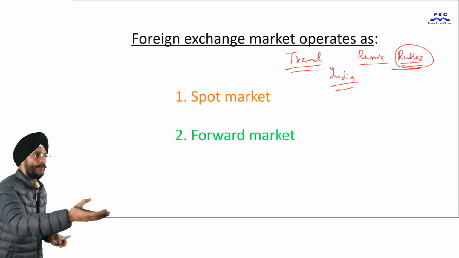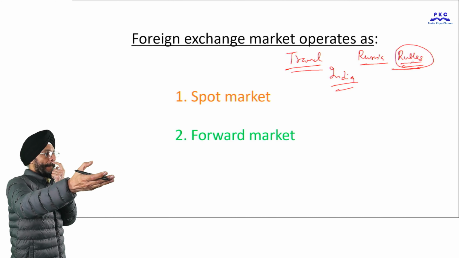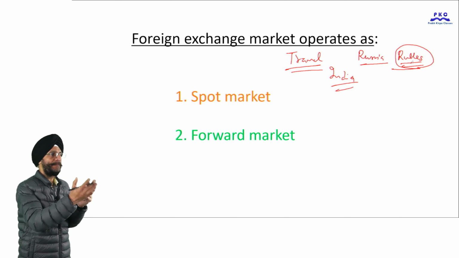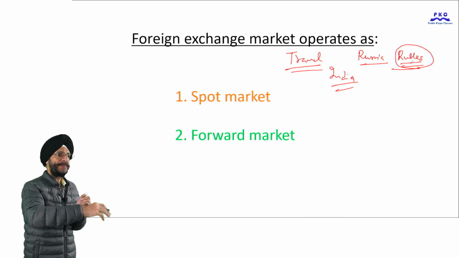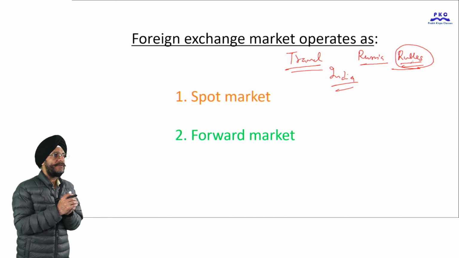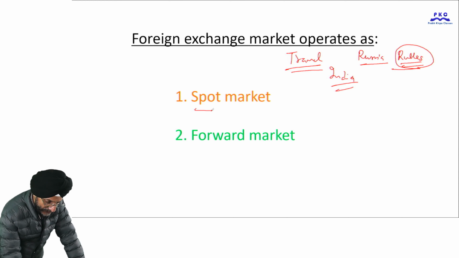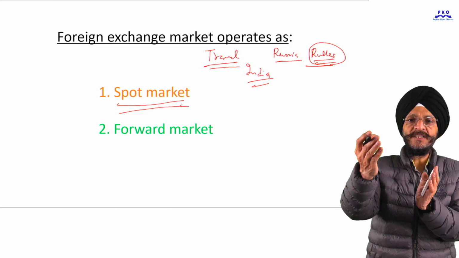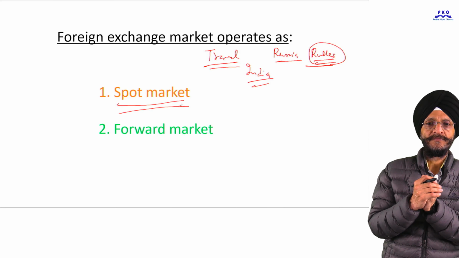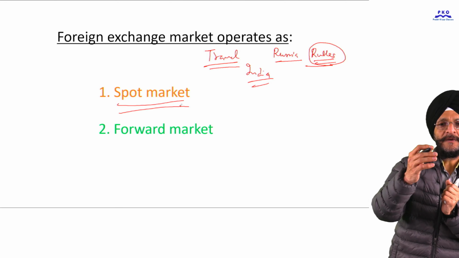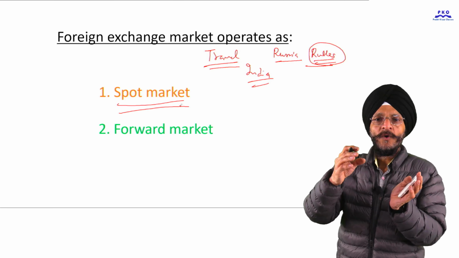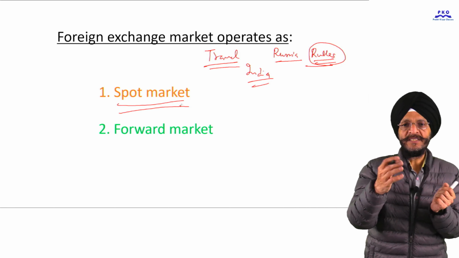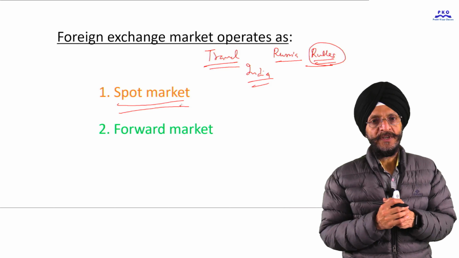Suppose I am to visit, say, after 2 days. So I will purchase the same immediately. Immediate purchase of foreign exchange. So spot market is the market where the foreign currency is purchased, and the buying and the delivery of the foreign currency usually takes place immediately, that is within 2 days, T plus 2.